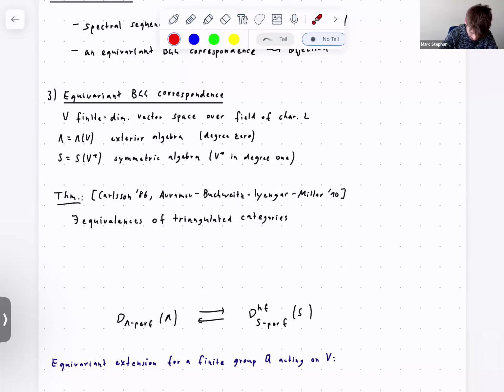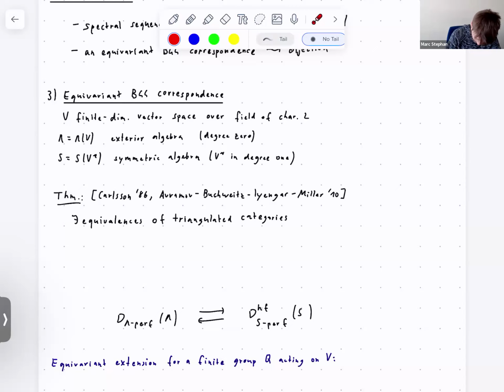So usually the Bernstein-Gelfand-Gelfand correspondence is an equivalence between two triangulated categories. On the one hand, you have graded modules over an exterior algebra where generators are in degree -1. On the other hand, you have a bounded derived category of graded modules over a polynomial ring with generators in degree 1. But we'll use a different one, which is due to Gunnar Carlsson, where we don't work with graded modules, but instead we work with DG modules.